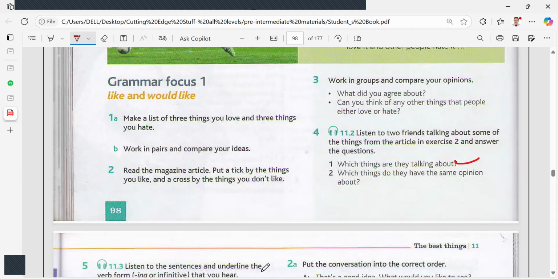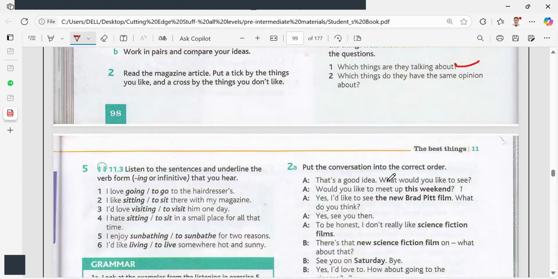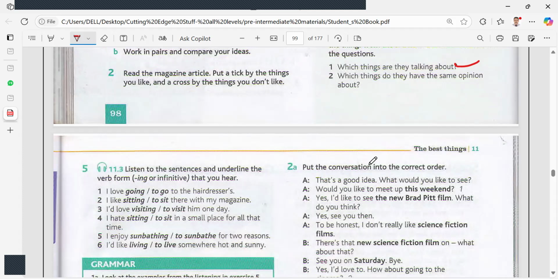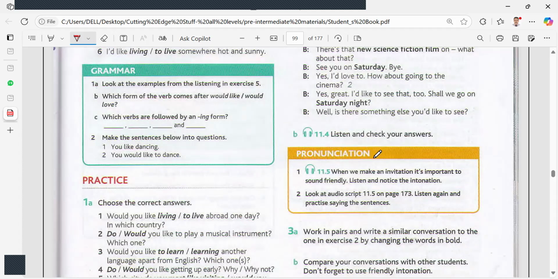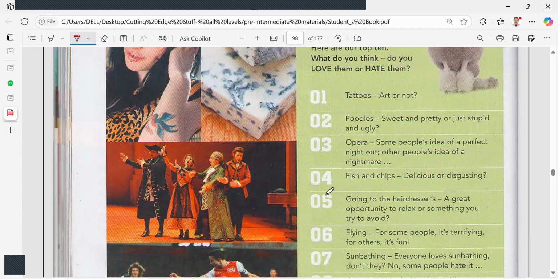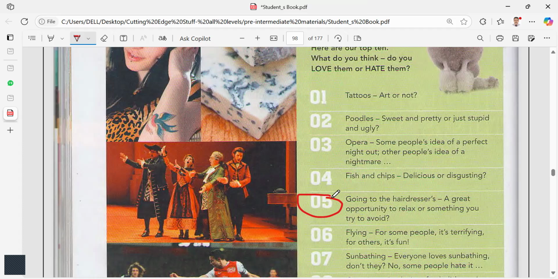Unit 11, Recording 2. Well, I think that going to the hairdressers is definitely something you either love or hate. Do you? Yes. I know that some people think it's really boring, but personally, I love going to the hairdressers. For me, it's just a perfect way to spend my time. I like sitting there with my magazine. What about you? Do you like going to the hairdressers? No, I hate it. I only go when it's absolutely necessary. Oh, well, that one seems to be a love it or hate it thing, doesn't it?